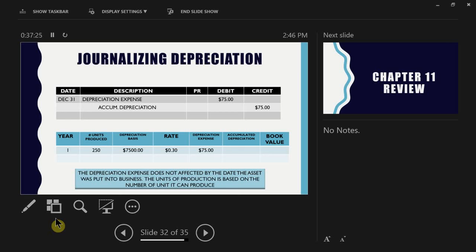So our journal entry here is going to be depreciation expense for $75 with an accumulated depreciation of $75. And if we notice here, we don't care about time. Time, again, is not sensitive to this. We don't care about the time because it doesn't matter when you start, as long as you have the number of units produced that year is all you care about.